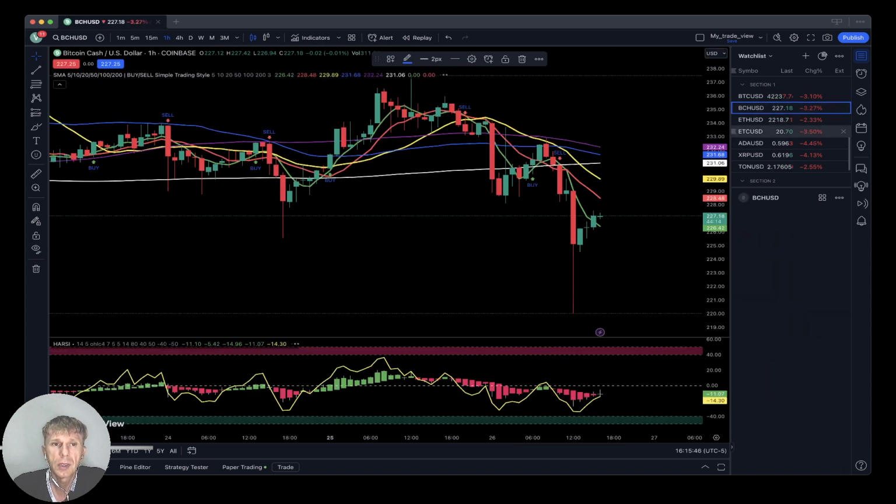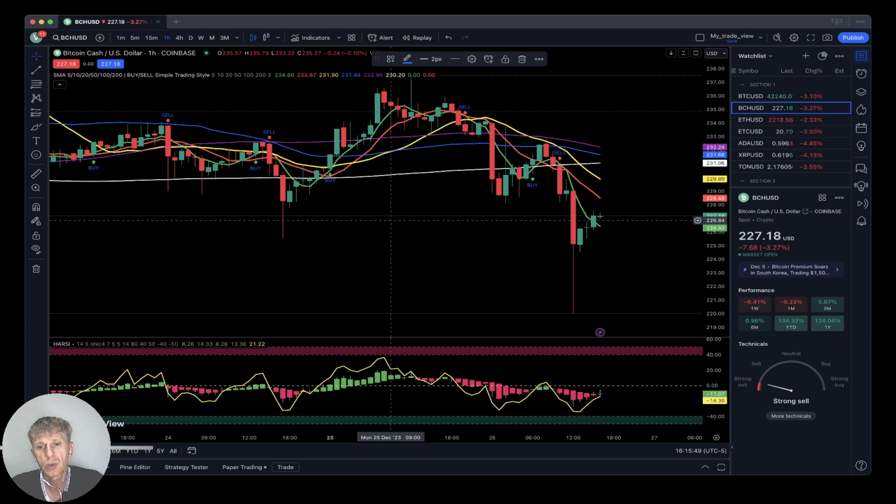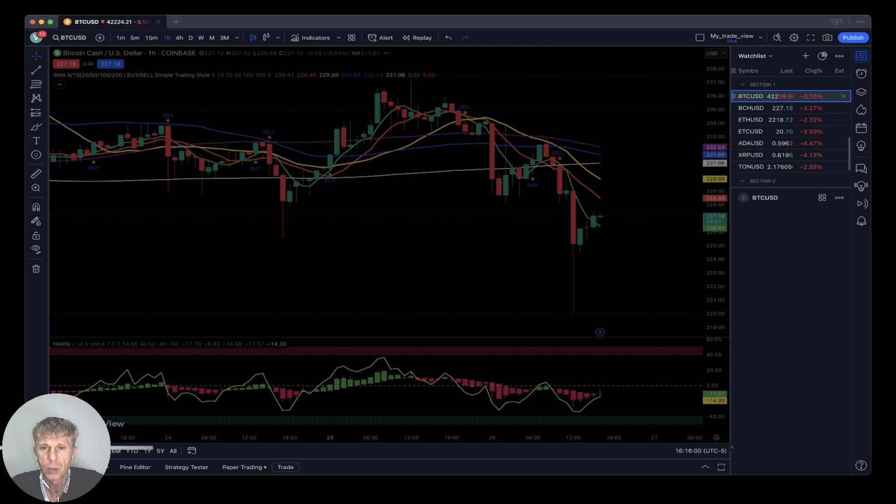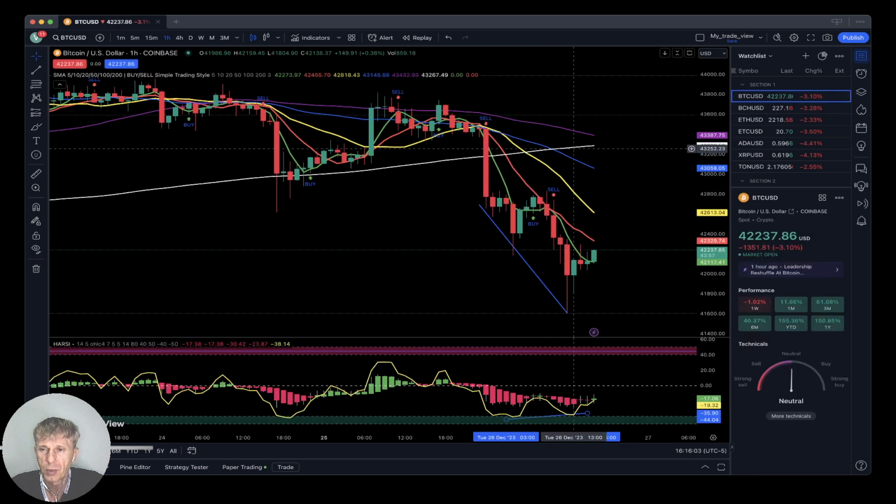Let's start with Bitcoin Cash. 1 hour, similar story. 1 hour bearish, it's a bearish setup because you see SMA 20 did a bearish crossover over 200. Same as Bitcoin, same bearish setup, SMA 20 did a bearish crossover, SMA 50 did a bearish crossover. Very negative setup.